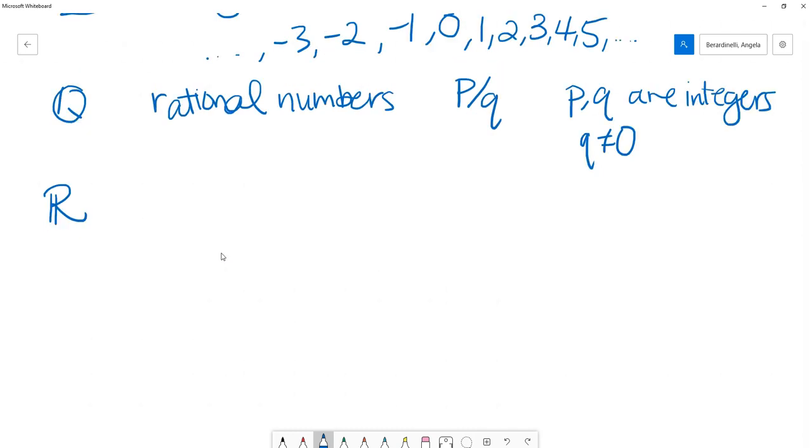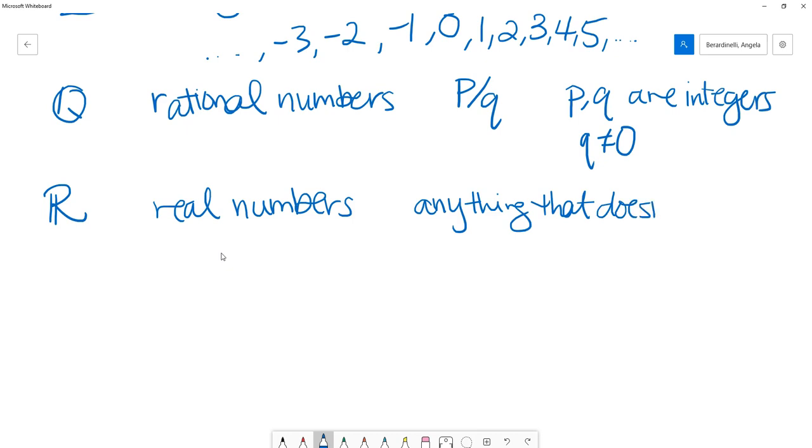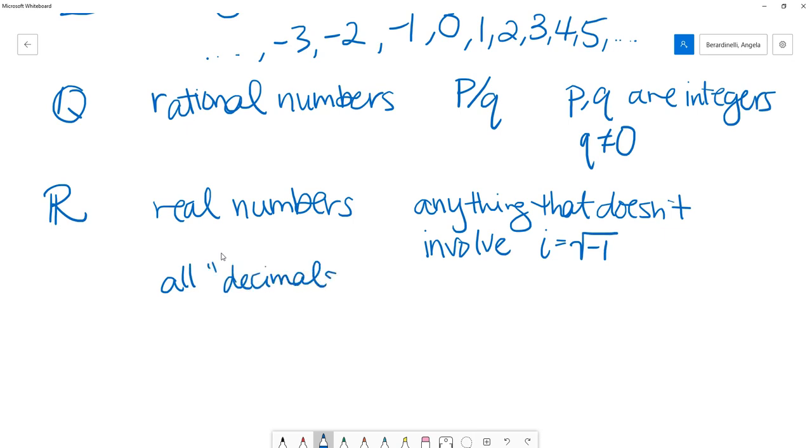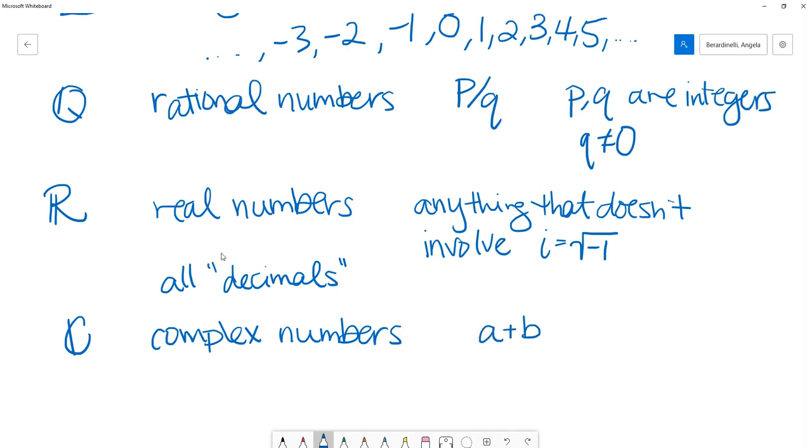The next major category is R, which is the real numbers. And there's lots of complicated ways to define this, but really for our purposes, this is going to be anything that doesn't have the square root of -1 in it. You can think of it as all decimal numbers. So whether they repeat or terminate, or they never repeat and never terminate, these are all going to be real numbers. And then finally, we have C for the complex numbers. And this can involve the square root of -1. So this is anything real or imaginary. So a and b can be real numbers, and i is the square root of -1. If you can write it like this, it's a complex number.